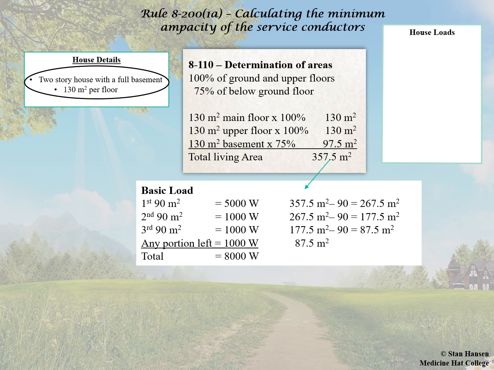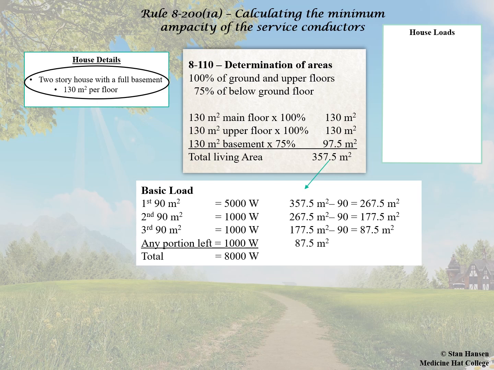So I'm going to take my next 90 meters off of that, and as I do that, I'm going to add another 1,000 watts to my basic load. My remainder at this point is 87.5 meters square. The code says that I should take 1,000 watts for every 90 meters square or portion thereof. So I still have this 87.5 meters square that I have not accounted for. I'm still going to have lights and plugs in those areas. Therefore, I still need to add another 1,000 watts onto this. This means that for my basic load, for my general use plugs and lights and switches, I'm going to have a total value of 8,000 watts.